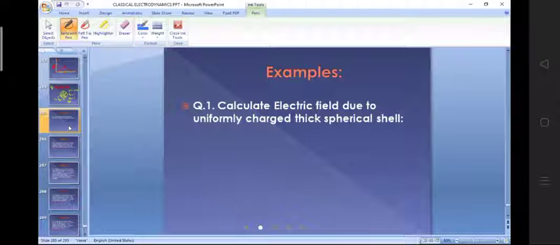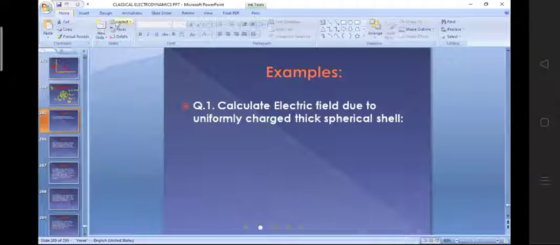The example is like this. Look at the example, beta. It has been copy pasted from Dave Griffith. Calculate electrostatic field due to uniformly charged thick spherical shell. Thick spherical shell implies that it has a cavity at the center point, and then it has some inner radius and outer radius, and we are supposed to calculate the electrostatic field. So let's try to calculate the electrostatic field.